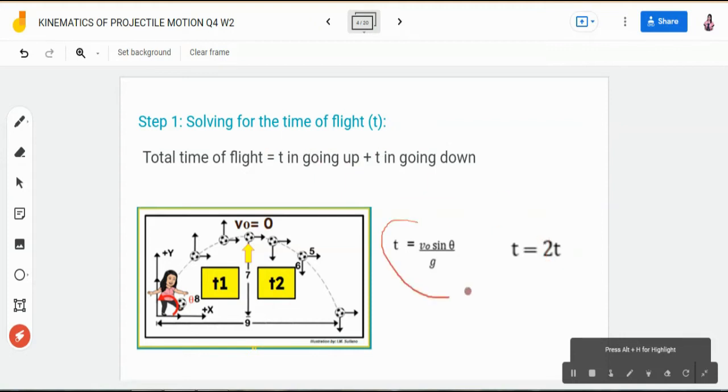So, ano tong isang formula na to? Bago natin makalculate itong total time of flight, kailangan muna natin hanapin yung time in order to reach the maximum height. Kailangan muna natin calculate yung time, again, in order to reach the maximum height.